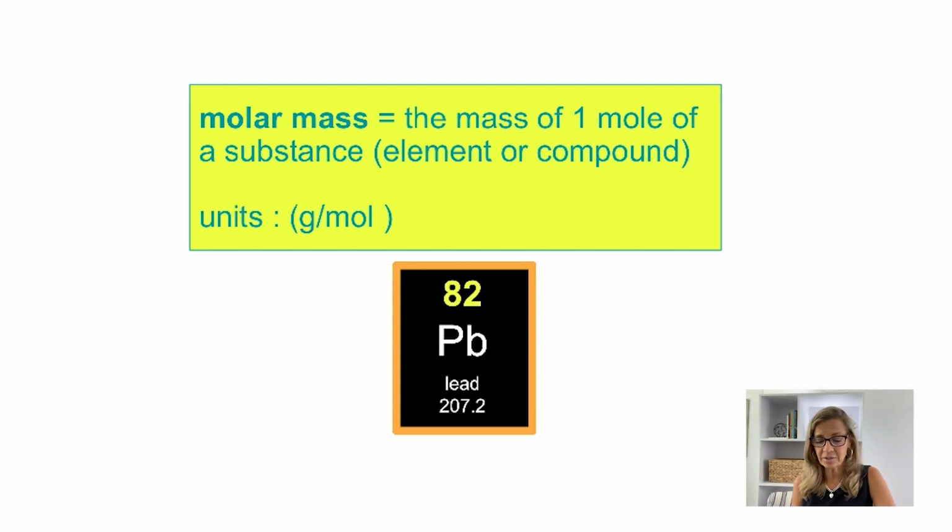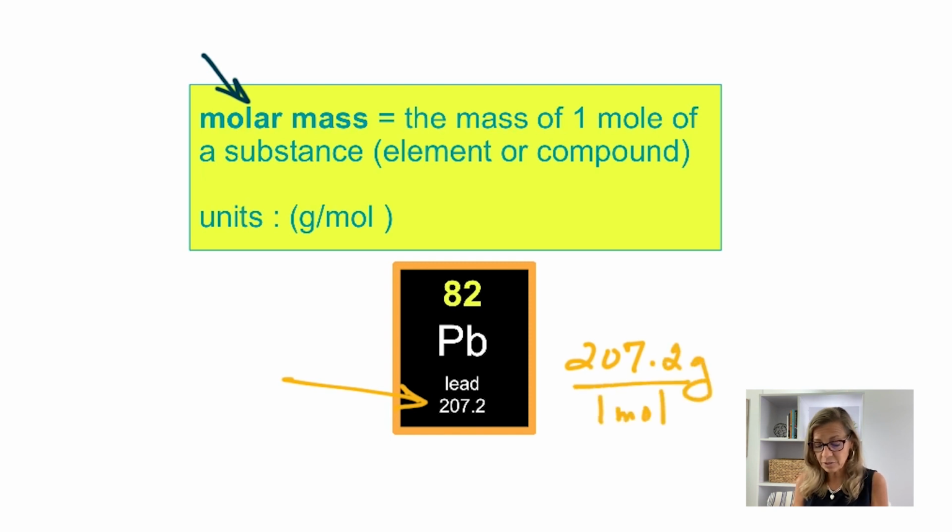And we're going to be using this for the rest of chemistry. Molar mass is a really big deal. So the definition of molar mass is the mass in grams of 1 mole of a substance. It could be an element, it could be a compound. Okay, so the mass of 1 mole of lead is 207.2 grams. Okay, and so I would say the molar mass is 207 grams.